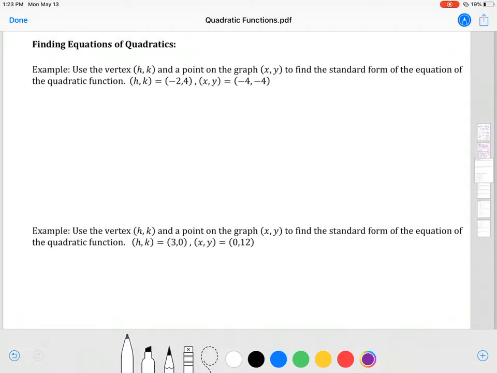In this video, I'm going to show you how to find equations of quadratics given particular information about the graph. So in example 1, it says use the vertex (h, k) and a point on the graph to find standard form of the equation of the quadratic function. If you recall, standard form looks like this.